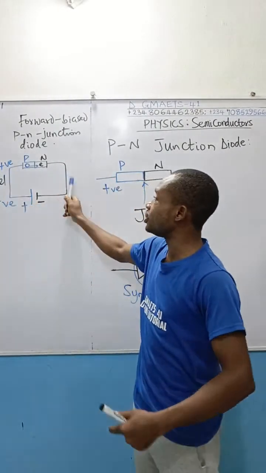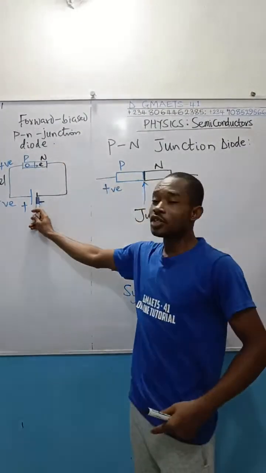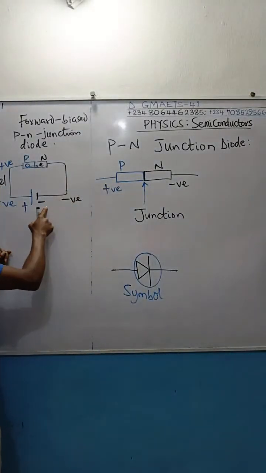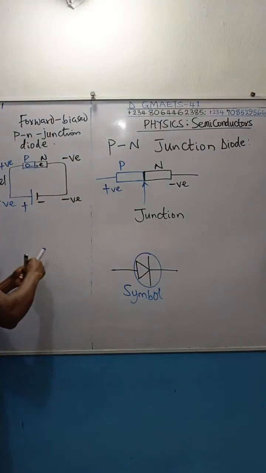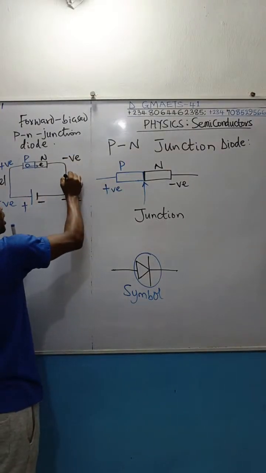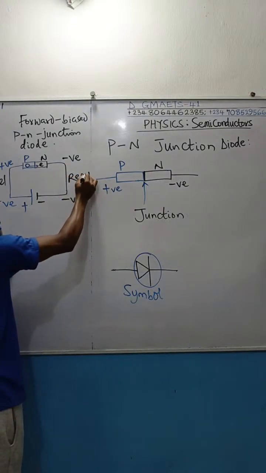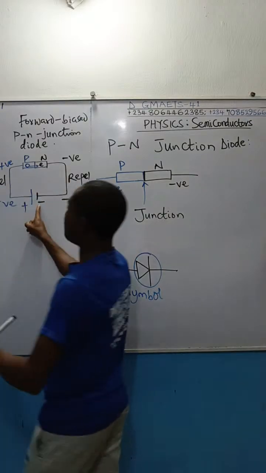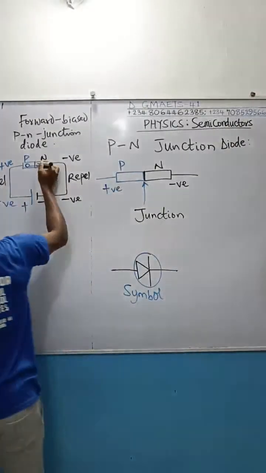The same thing happens here. These electrons from the negative type are connected to the electrons here. At this point you have negative from the cell, and here you have negative from the N type. So there is going to be repulsion here as well, which means that the electrons from that N-type semiconductor will be repelled by this negative terminal of the cell, pushed this way. So the electrons will now be moving this way.